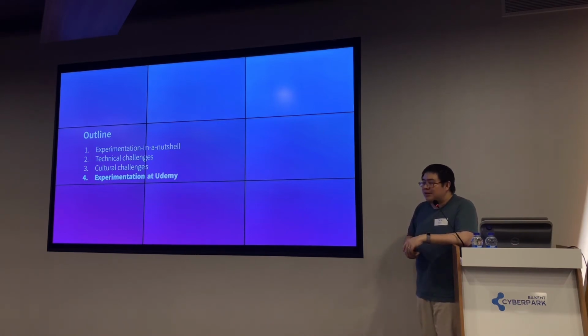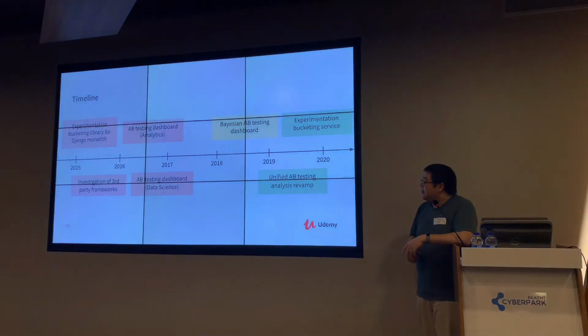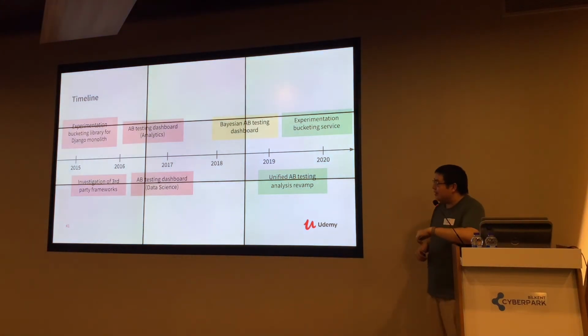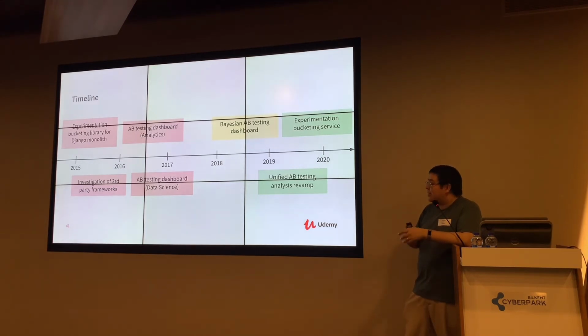And the final thing I'll close with is I'll talk a little bit about what we're doing at Udemy around experimentation. So a little bit of our history is in the early days, around say 2015 or so, we started building a lot of our internal A/B testing platforms. We did investigate some third-party frameworks, but decided to go with something internal. And then we had two different groups within the company. We had a team at the time called the analytics team, as well as the data science team, that independently built different A/B testing analysis dashboards that were used at Udemy.